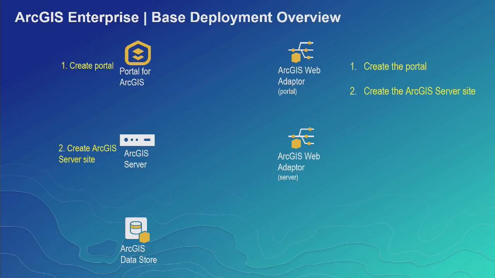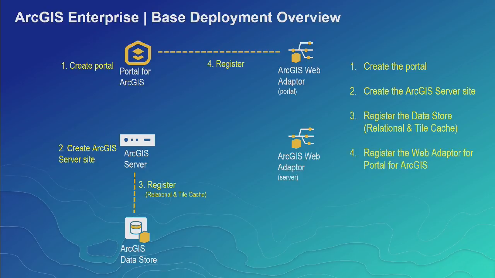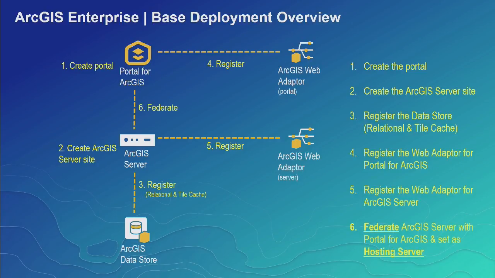Next, you create the ArcGIS server site. So similarly, you create a site that's used for your server. The next thing you do is you'd register your data store with ArcGIS server, the relational and the tile cache one. Next, you'd register your web adapter for Portal for ArcGIS, and then another web adapter for ArcGIS server. We typically use the name Portal for the Portal one and Server for the server one, but you can actually choose whatever name you want if you're doing a manual install. And then lastly, you federate ArcGIS server with your portal and set it as the hosting server.